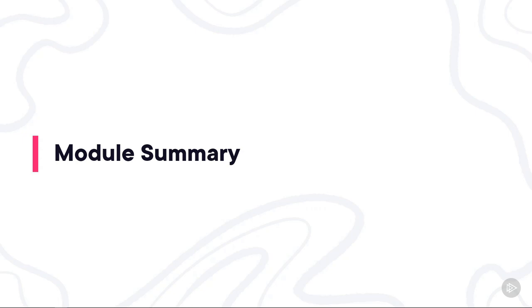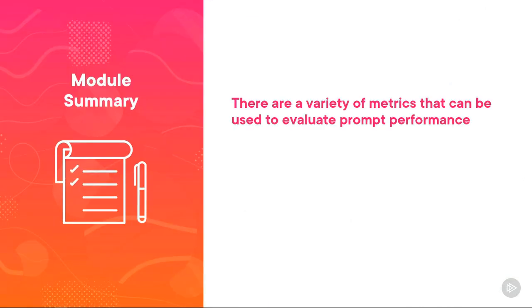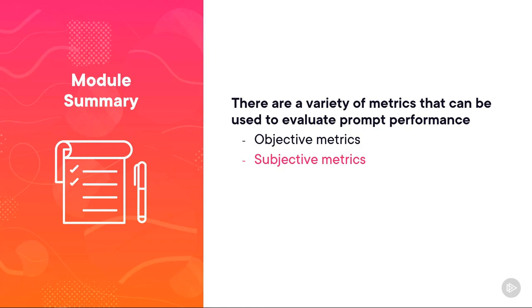We've covered quite a bit in this module, so let's take a quick minute to summarize the key takeaways before we move on. There are a variety of metrics that you can use to evaluate prompt performance. We saw objective metrics, things like correctness, speed, and relevancy, and then some subjective metrics like coherence, tone, and so on. We also took a look at some evaluation techniques you can use, like surveys, interviews, and A/B testing.